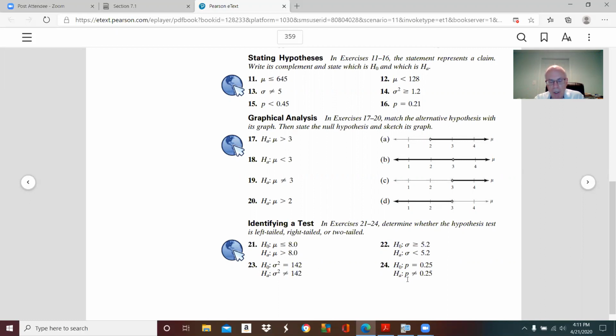And number 24, not equal to, is the alternative. That's a two-tail test. By the way, if we could ignore these symbols here, if you look at this one here, number 22, it says less than in the alternative. This is a left tail test. All right. Let's go to the next page, 360.